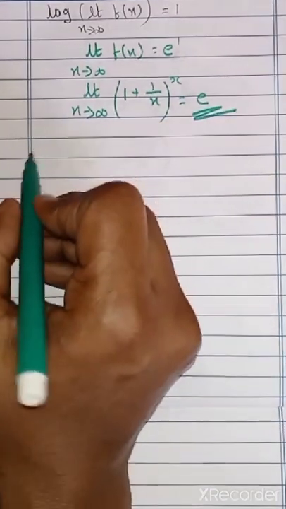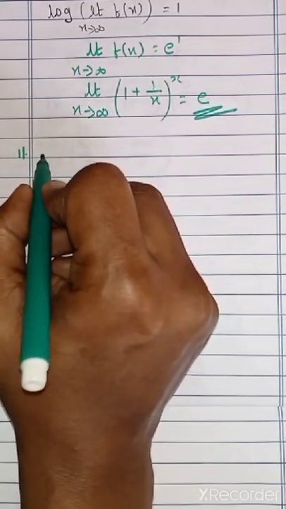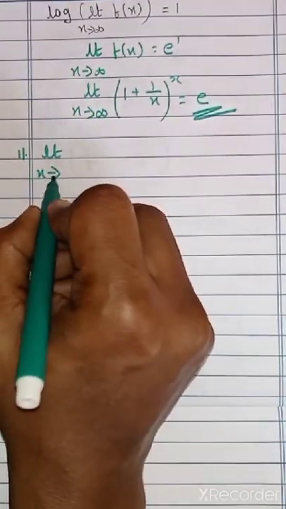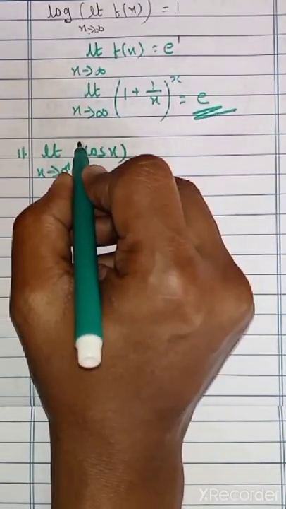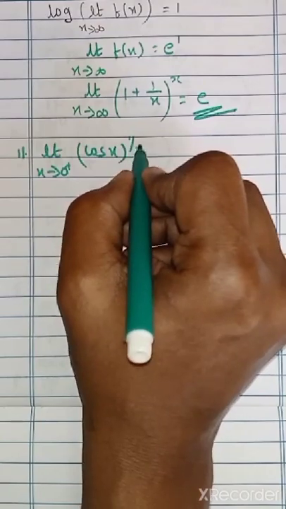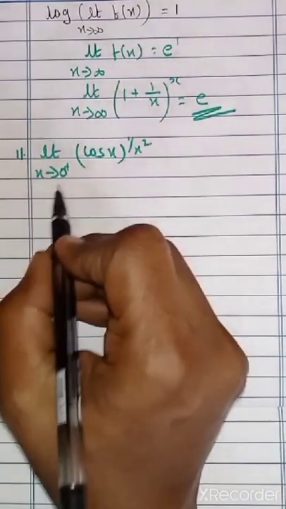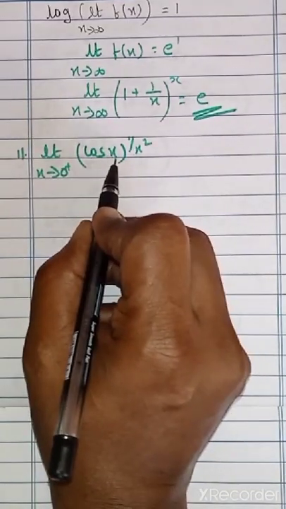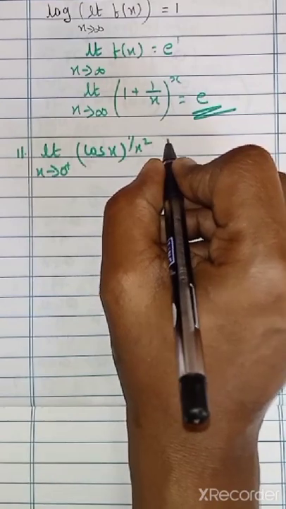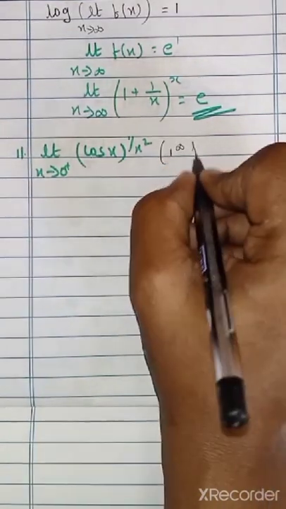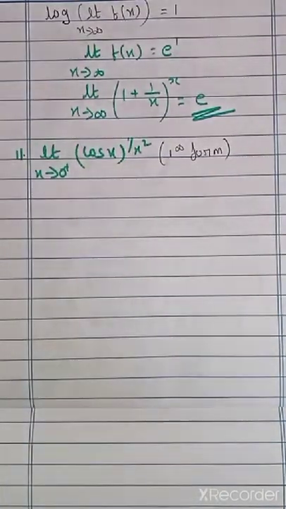Next, 11th question. Limit x tends to 0 plus (cos x) the whole power 1 by x square. Okay, this is your question. So if we substitute x equal to 0, cos 0 is 1 and 1 by 0 is infinity. So you will get the 1 power infinity form. So for 1 power infinity, first what do we have to take?